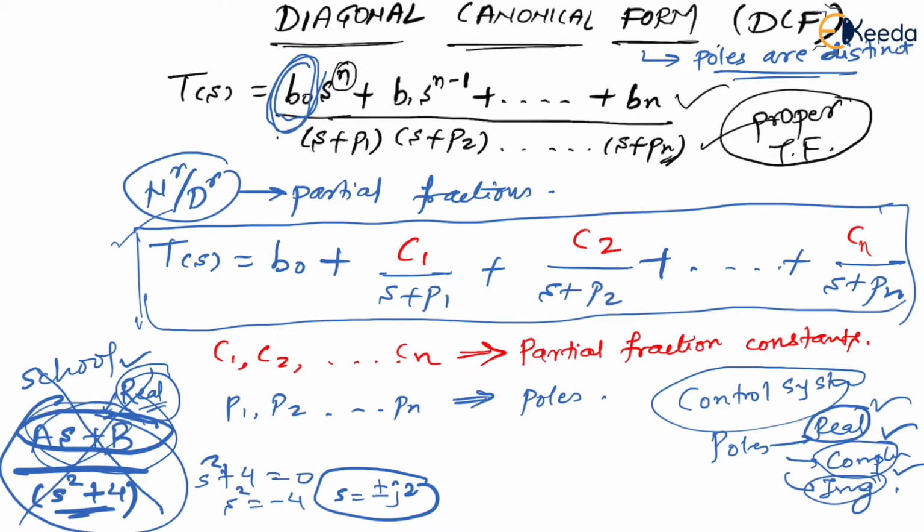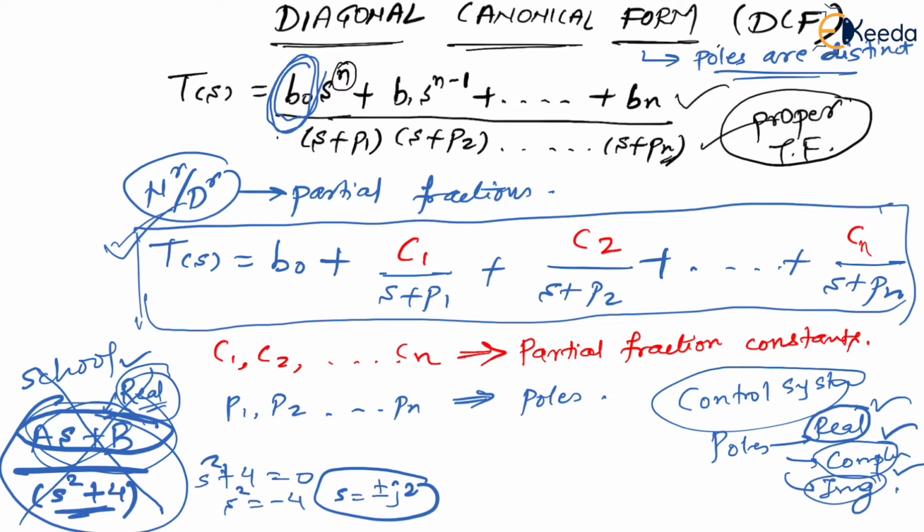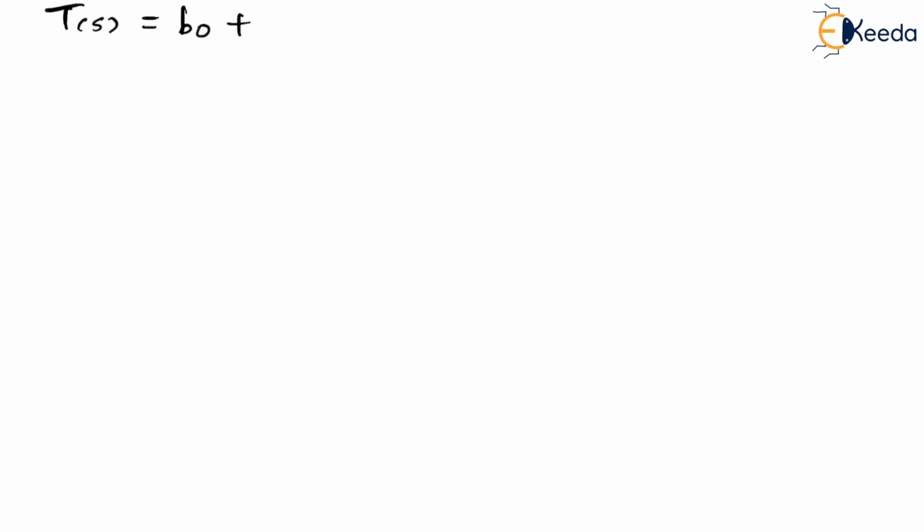Yes. Now see here how to write the diagonal canonical form for this transfer function. Let us see. For that, let me write the transfer function again in the partial fraction form. If I think of the transfer function as T of s, let me write it in the form of partial fractions. We have just done this, right? B0 plus C1 upon s plus P1 plus C2 upon s plus P2, and the story completes at Cn upon s plus Pn. Am I right? Yes, definitely.